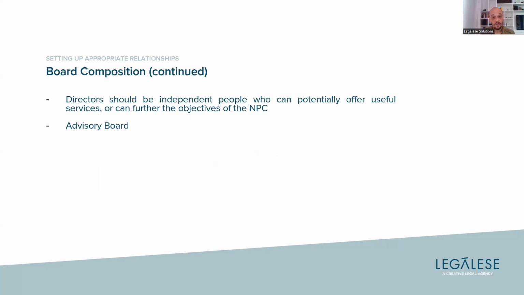Directors should be independent people who can potentially offer useful services or who can further the objectives of the NPC. So a lawyer, an accountant, somebody who is involved in the sort of social benefit that you are trying to establish with your NPC, and who's well known for being very capable in those circumstances. These are all people who would be very good directors to have on the board. Now, the tendency is to try and engage famous people to sit on the board of directors, but famous people are typically quite busy and unable to engage in the day-to-day running of the NPC that might be necessary.